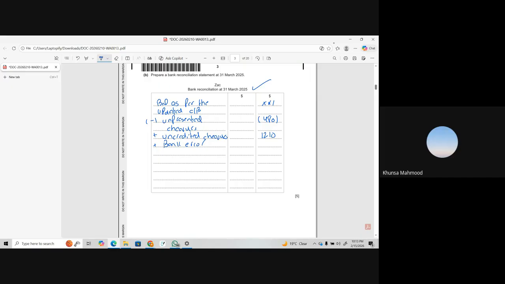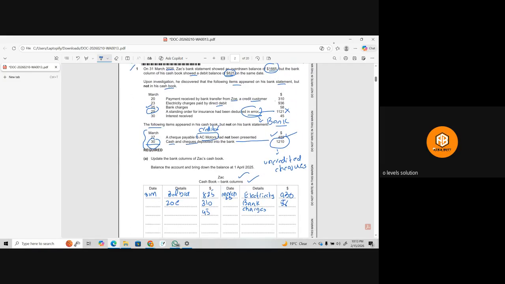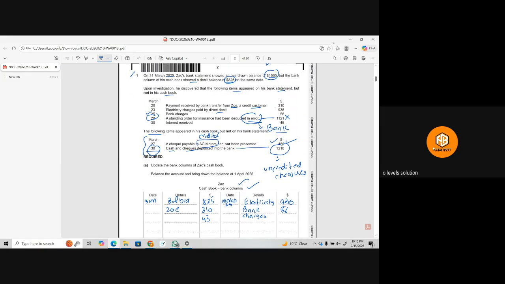So Miss, can you explain the bank error again? Yeah, let me tell you again. Basically, we know what the meaning of standing order is. Standing order means that we allow the bank to cut the 1121 from our bank account every month. This is what we allow them.